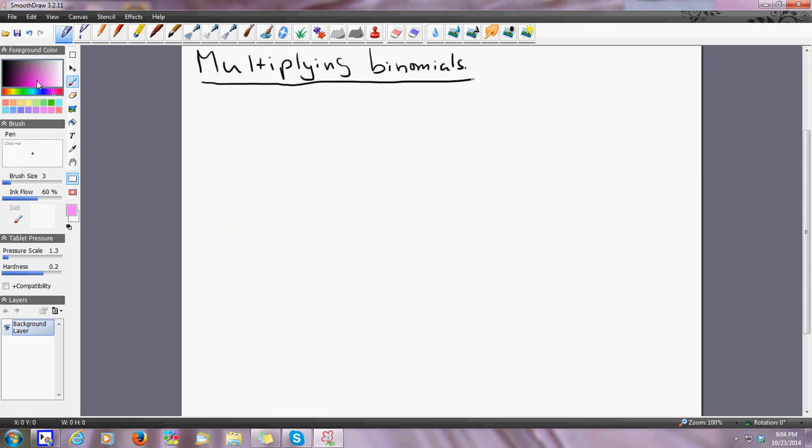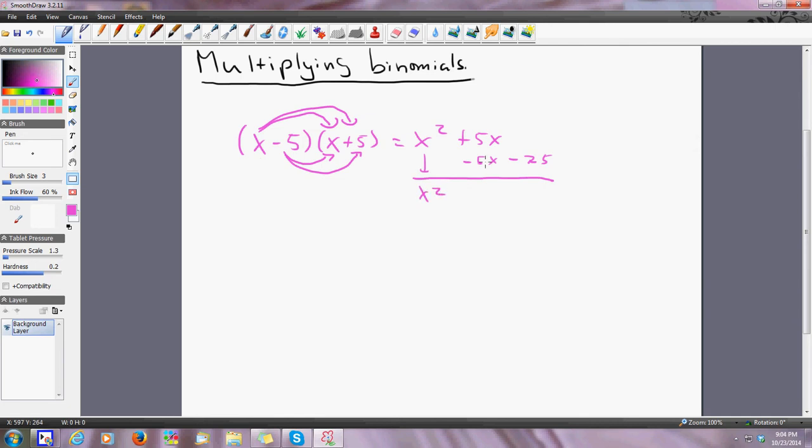Alright, so the first example is going to be x minus 5 times x plus 5. And if you'll notice, you'll see something in a second. So first term, x squared. I get a positive 5x. Multiply the -5 with the x, and I get a -5x. And I get a -25. And watch what happens when I combine my like terms. So this comes down, I get x squared. But these, a positive 5x and a -5x, is 0. I get x squared minus 25. That's why I just wanted to show that.